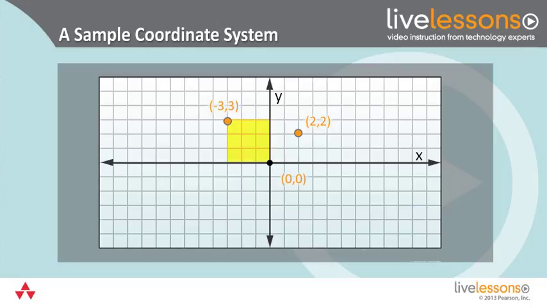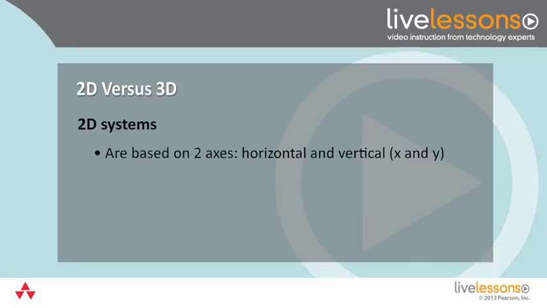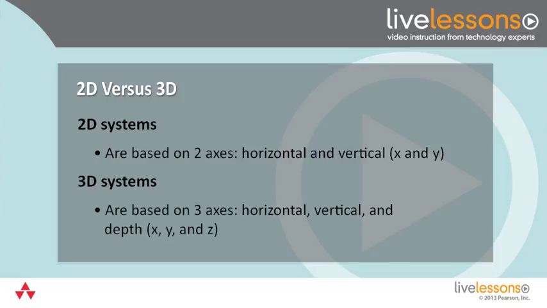Now, visual games are based on one of 2 systems. A game can be either 2D, standing for two-dimensional, and will use a horizontal and vertical axis, or an X and a Y. A game can also be a 3D system, standing for 3 dimensions, and those games are based on 3 axes, the horizontal, vertical, and depth axes, which are referred to as X for horizontal, Y for vertical, and Z for depth.